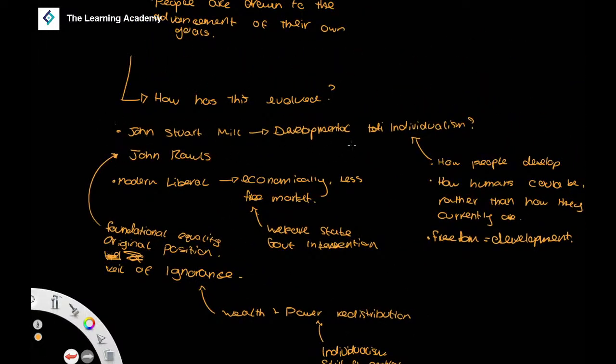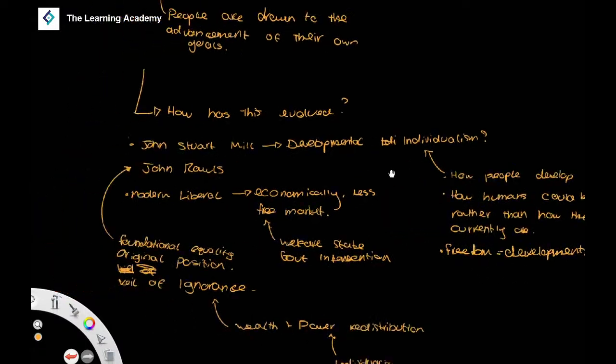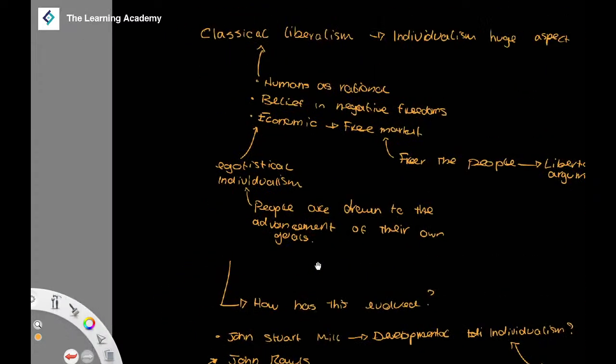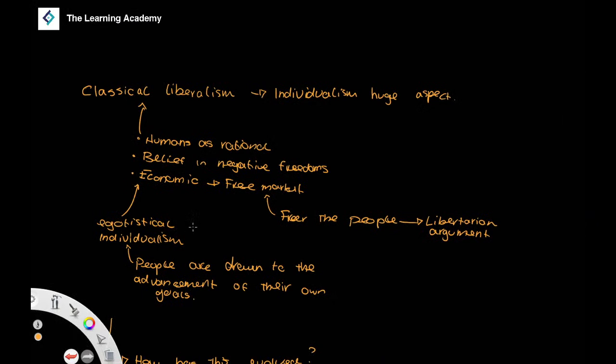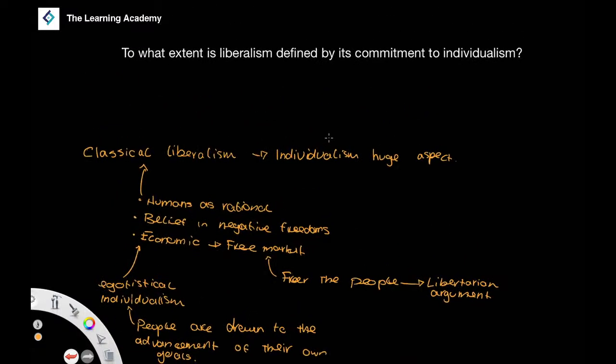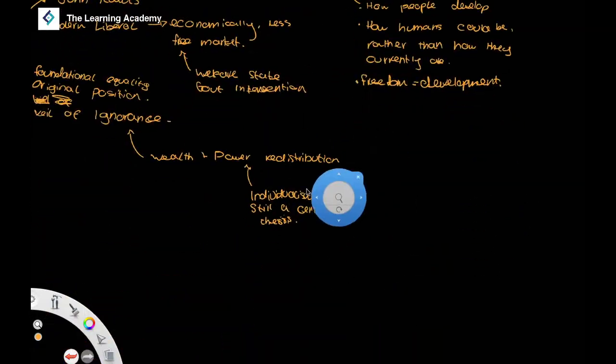Both John Stuart Mill, with his sort of developmental freedom, and John Rawls have very different understandings of liberalism to what we would describe in the kind of egotistical John Locke classical form of liberalism. But a central commitment to liberalism, a central commitment to individualism, is still present. We still see that individualism is present in this one as well. Down here, it's still a central part of even Rawls's understanding.